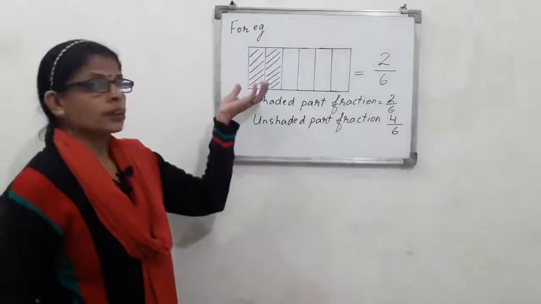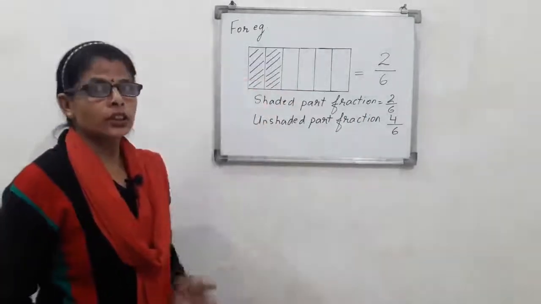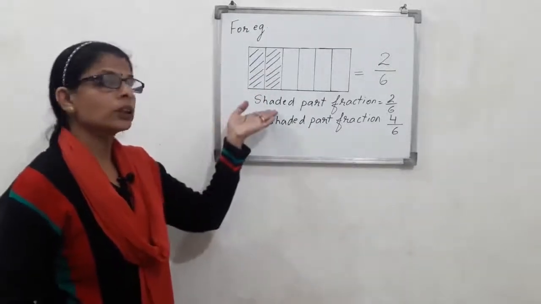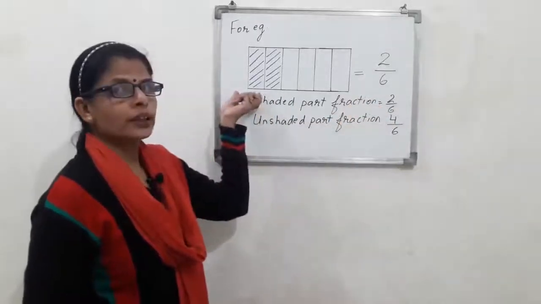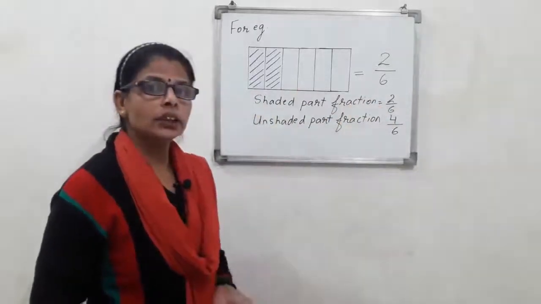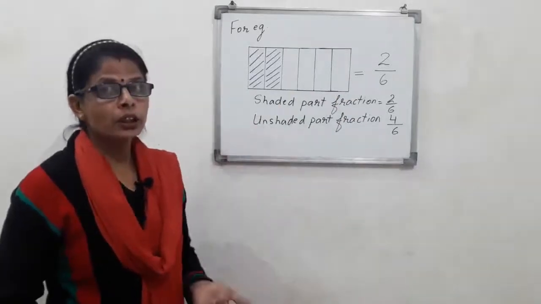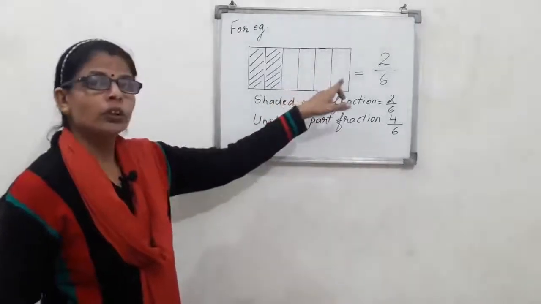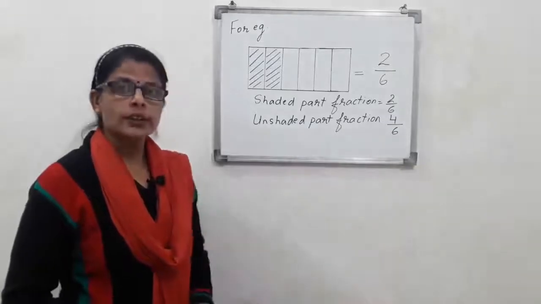So in this, there was a rectangle and it was divided into 6 equal parts. From that, I have shaded 2 parts. So what will be the shaded fraction? 2 upon 6. Because 2 parts are shaded and there are 6 equal parts. Now, what will be the fraction for the unshaded part? How many parts are unshaded? 1, 2, 3, 4. So, the fraction for the unshaded part will be 4 upon 6.